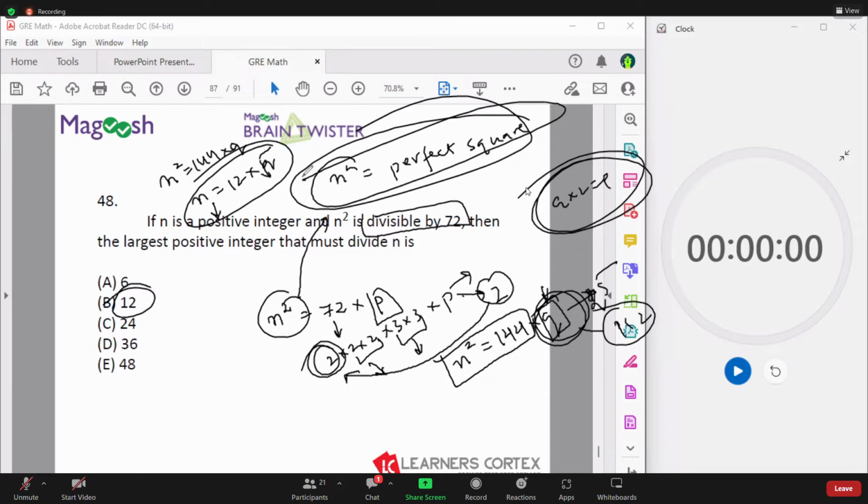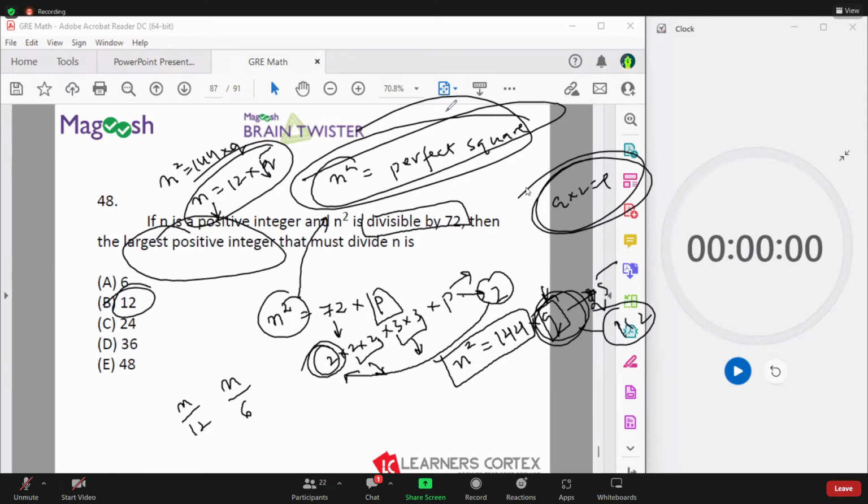Then shouldn't the answer be the smallest positive integer, because we are adding the minimum value to P? No. Then the smallest positive integer will be 6, then it will not be 12. Because if n is divisible by 12, it will also be divisible by 6. Here, when it is asking for the largest positive integer, it is basically asking from this given particular value.